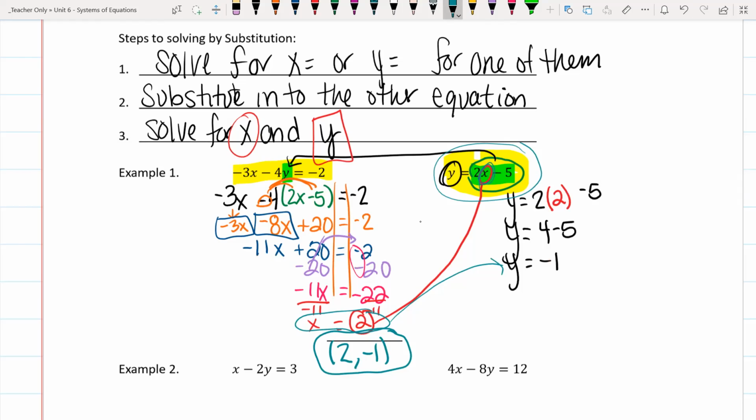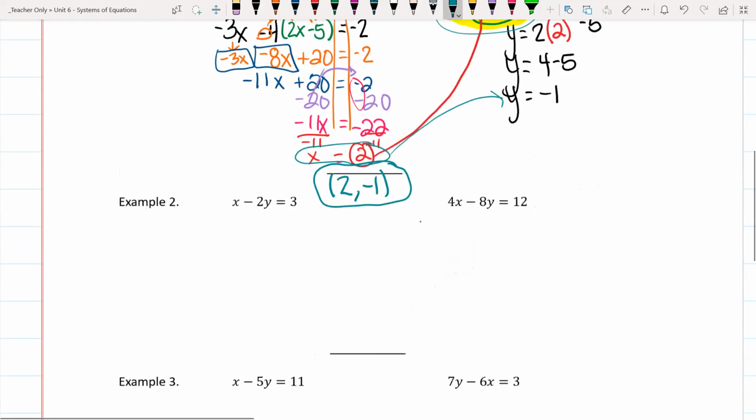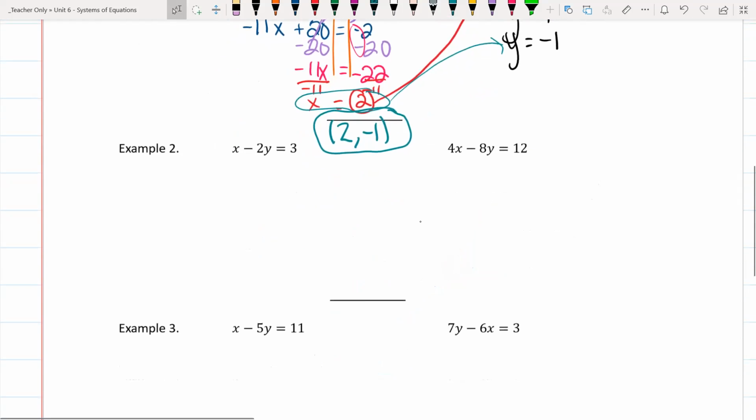Okay, so we're going to do another example together. So let's do another one. So do I have my x's alone here?